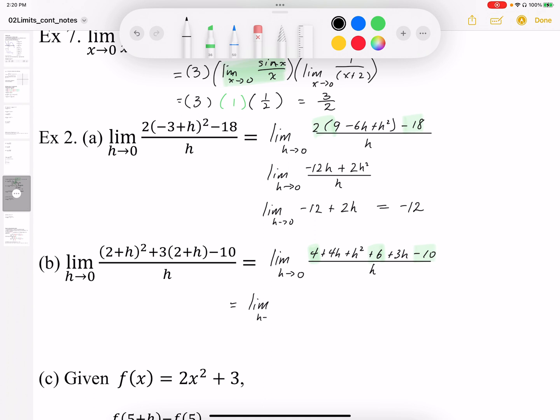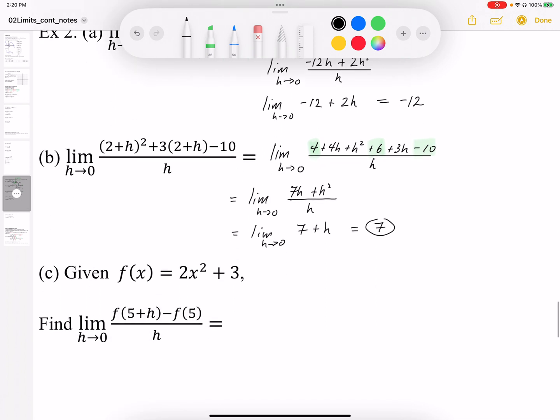So limit as h approaches 0, 4h, now let's combine those like terms. So 4h and 3h is going to give us a 7h, plus h squared, all divided by h. That's going to simplify to 7 plus h. We're going to plug in h is 0, so our limit is equal to 7.